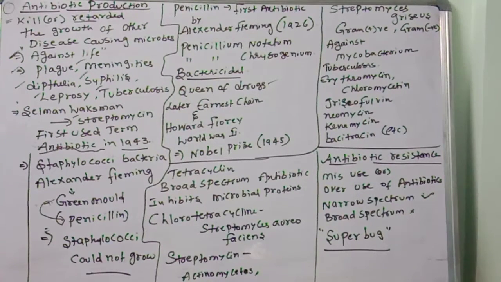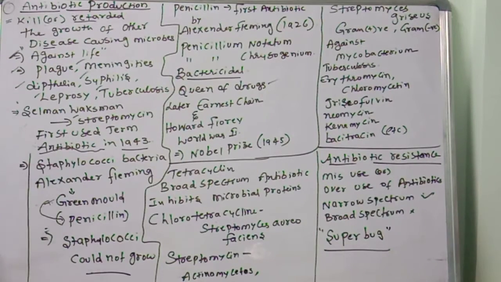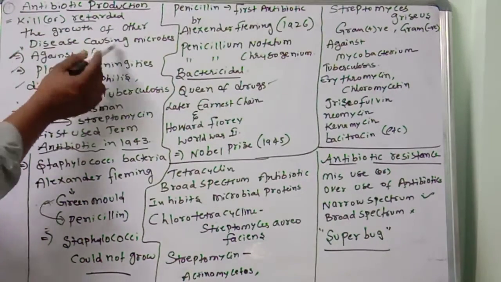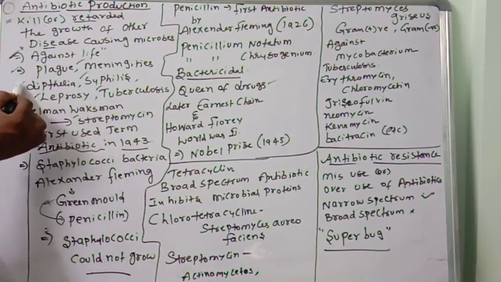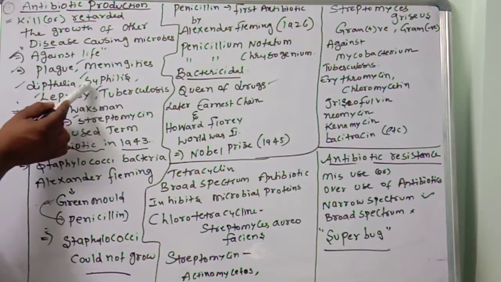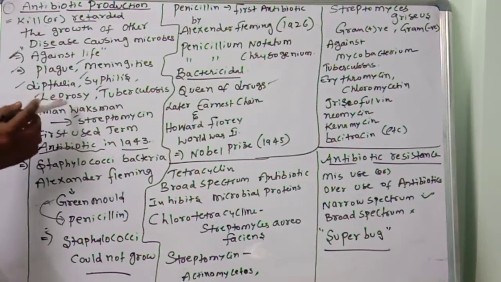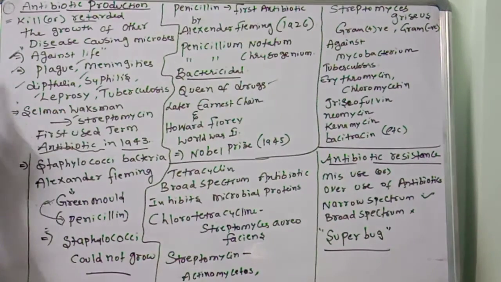Okay children, listen one more time. We are discussing antibiotics and antibiotic production. What is the use of antibiotics? They kill or retard the growth of other disease-causing microbes. The meaning of antibiotic is against life. Which kinds of diseases do they control? Mainly plague, meningitis, diphtheria, syphilis, which is a sexually transmitted disease, leprosy, with white patches on the skin which lose sensation, and tuberculosis, a very dangerous disease. Mycobacterium tuberculosis causes these kinds of problems, which we control by using antibiotics.